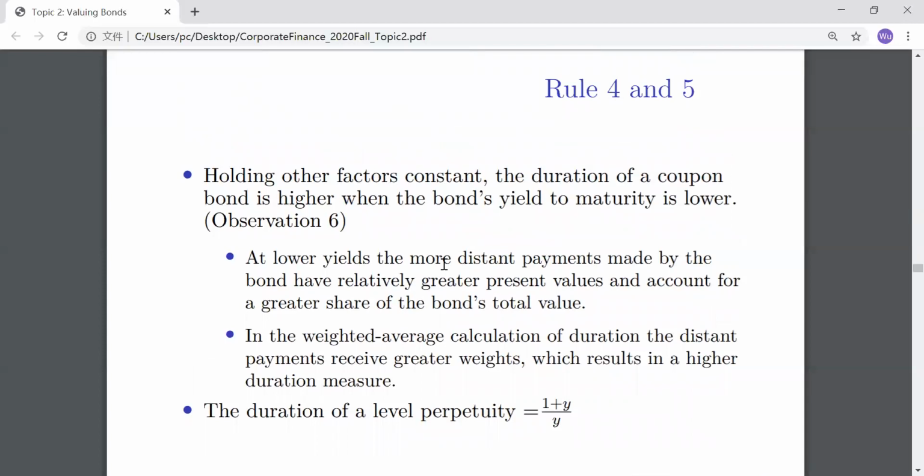Now, rule 4 and 5. Holding other factors constant, the duration of a coupon bond is higher when the yield to maturity is lower. I already mentioned this, and this is the intuition for it. If the yield to maturity is lower, the more distant payments have relatively greater present values and account for a greater share. Remember, the yields are used to discount more distant payments. If you have lower yields, the more distant payments have a much bigger discount factor. So in a weighted average calculation of duration, the distant payments receive greater weights.